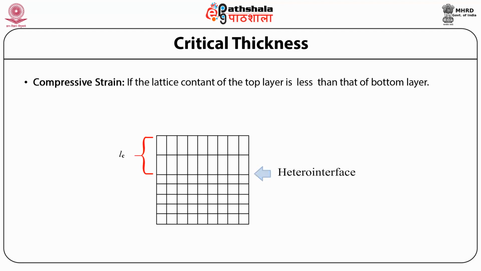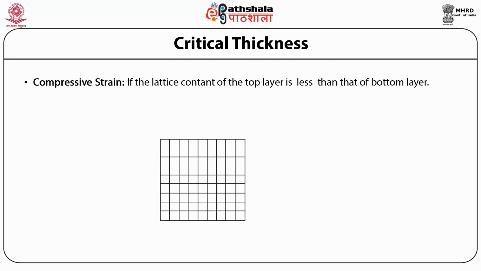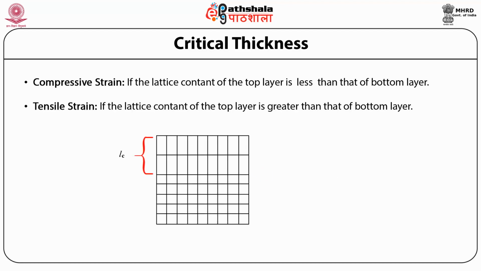If the lattice constant of the top layer is less than that of the underlying layer, the heterostructure will be in tensile strain, and if the lattice constant of the strained layer is greater than that of the underlying layer, the heterostructure will be in compressive strain.